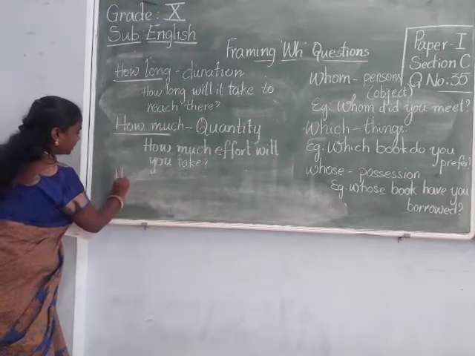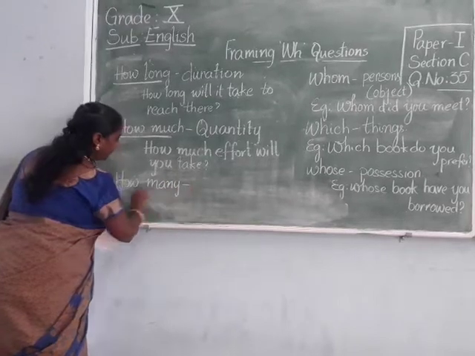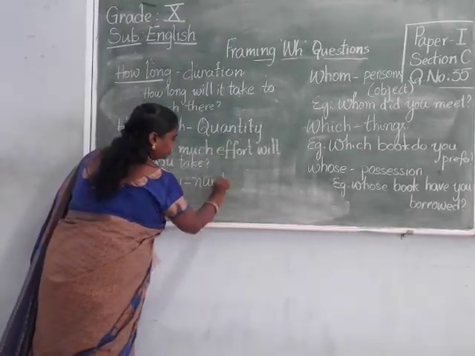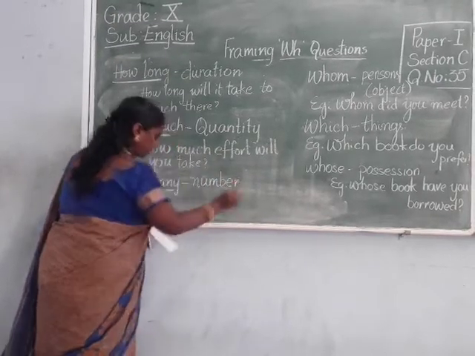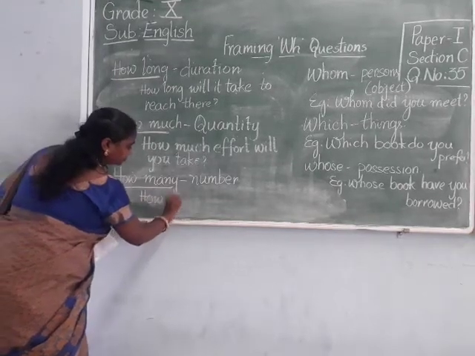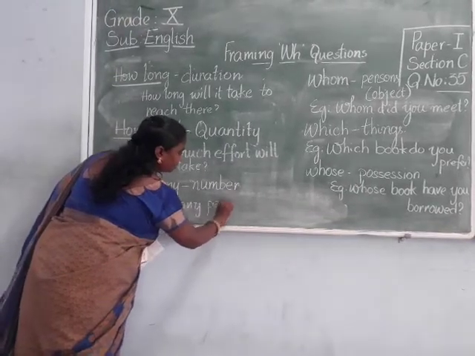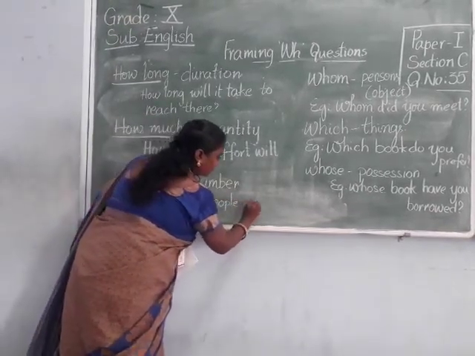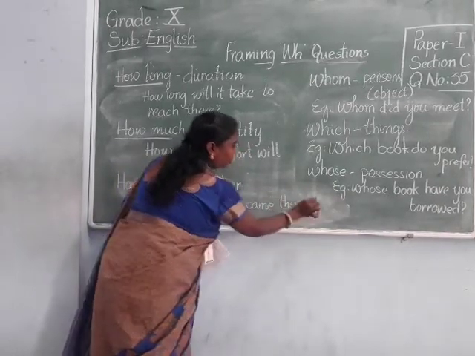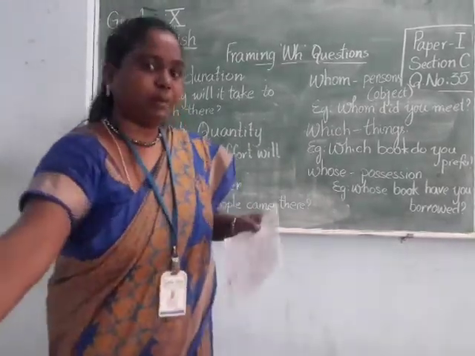Next, how many? How many is used to ask for a number. How many people attended the meeting? Or how many people came there? You are asking the number of people who came there. So how many is used to ask for a number.